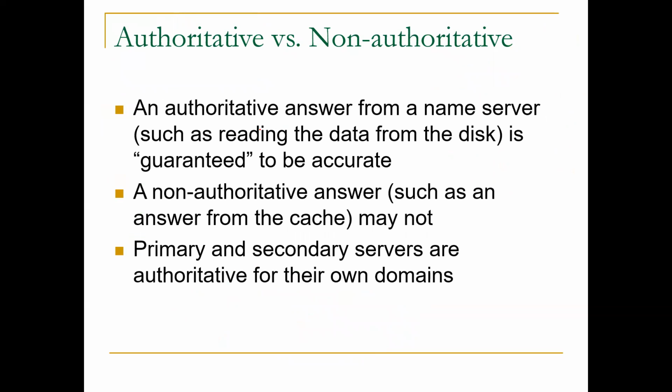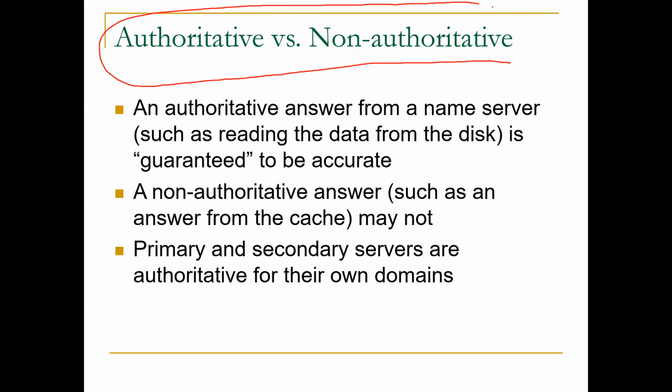Another term which comes into the picture for DNS is authoritative versus non-authoritative. What is an authoritative answer and what is a non-authoritative answer? An authoritative answer is from your name server, such as reading the data from the disk, and it is guaranteed to be accurate. A non-authoritative answer is an answer from the cache and may not be accurate.